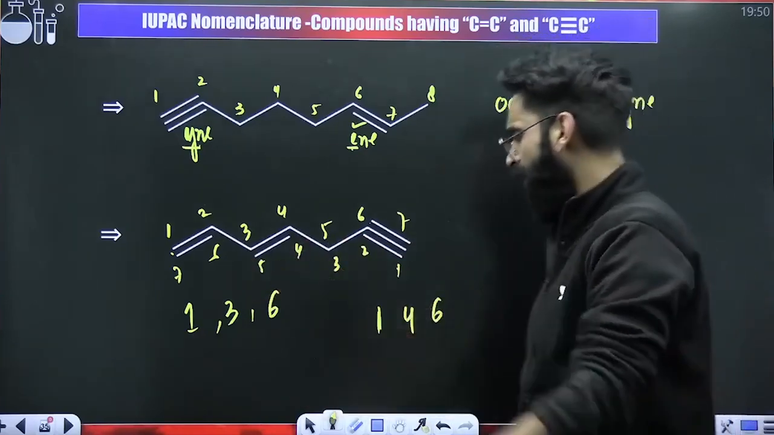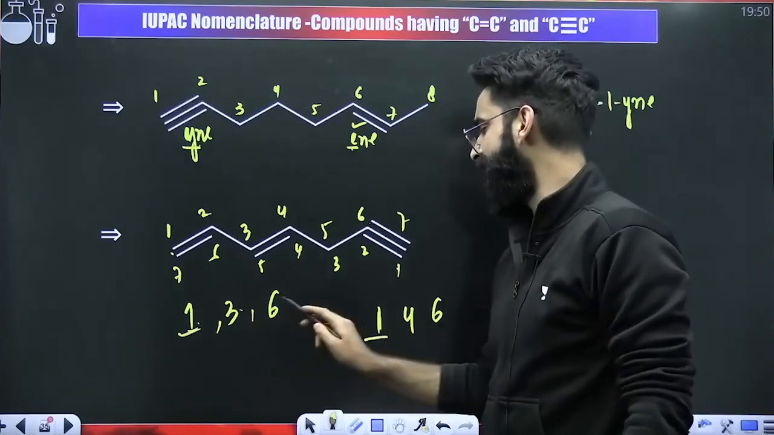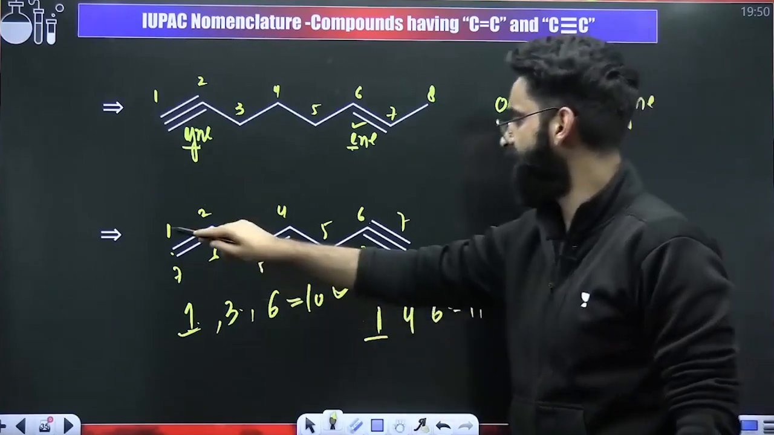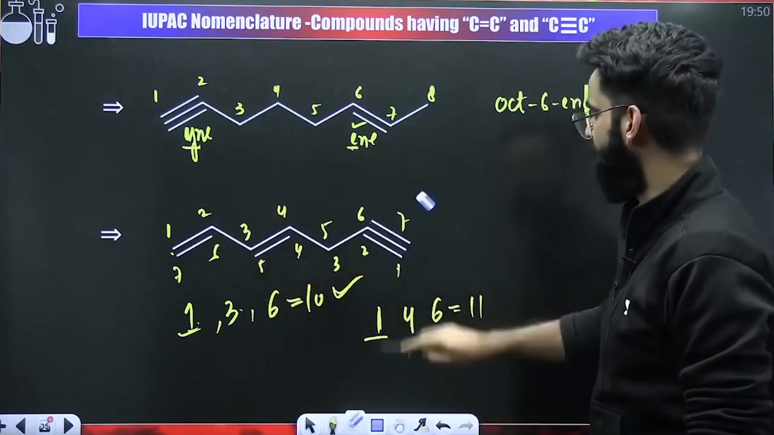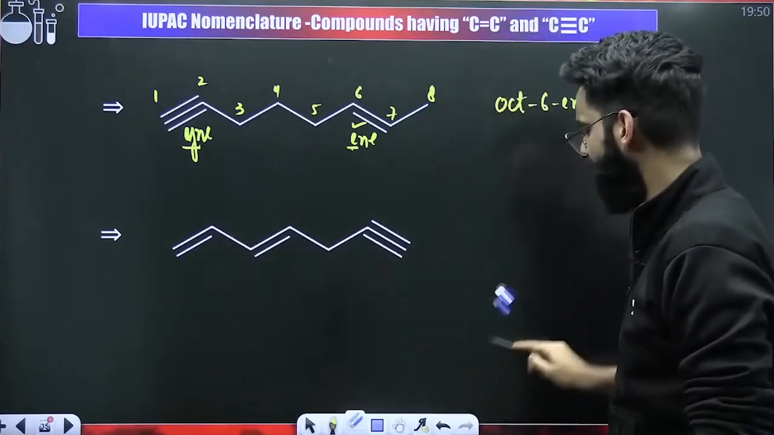Now, first of all, go for the lowest sum rule. See, the first locant is the same, then go for the lowest sum. 6, 3, 9, 1, 10, right? 6, 4, 10, 1, 11, right? So prioritize the numbering from left to right. And when you do the numbering from left to right, you can easily name it then.